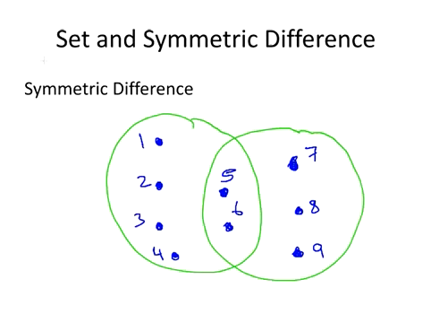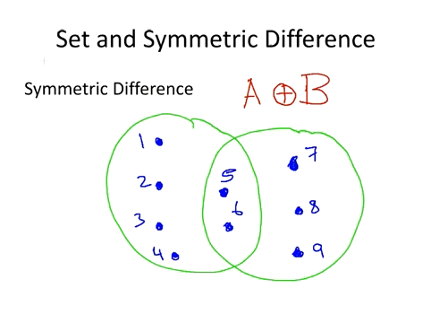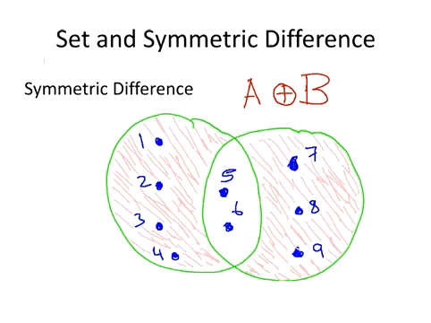Now let's look at the symmetric difference of A and B, and we would write that as follows: A ⊕ B. And what area of the Venn diagram corresponds to that? It's the area shaded in here pink. So it's 1, 2, 3, 4, 7, 8, and 9. So you could think of it actually as the union of the two set differences together.